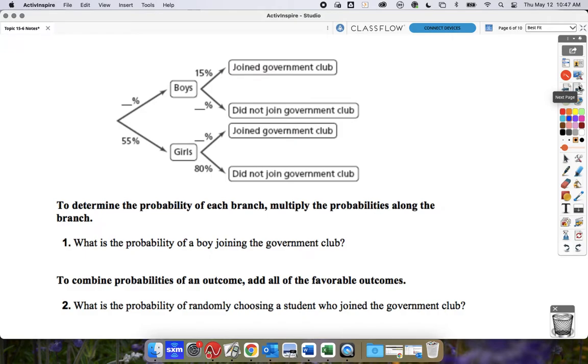Here we go, let's just answer some questions. What is the probability of a boy joining the government club? 6.75. Give me these numbers. What was this? 6.75? 38.25. 11. 44.